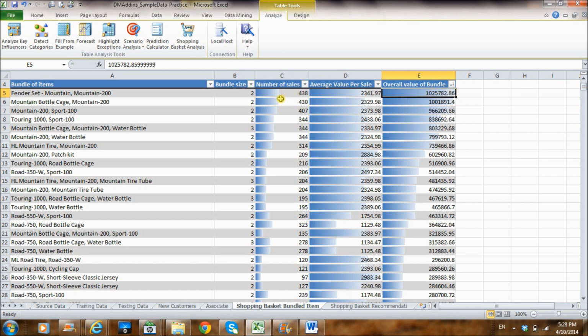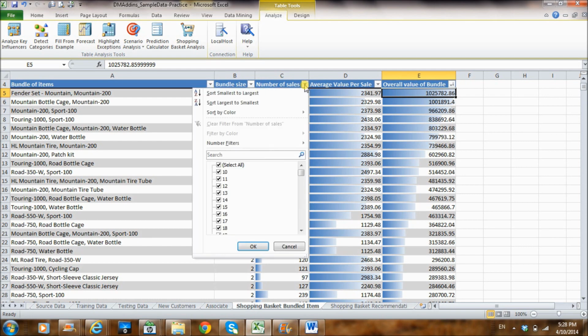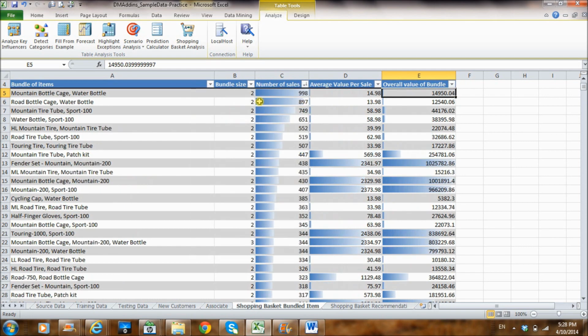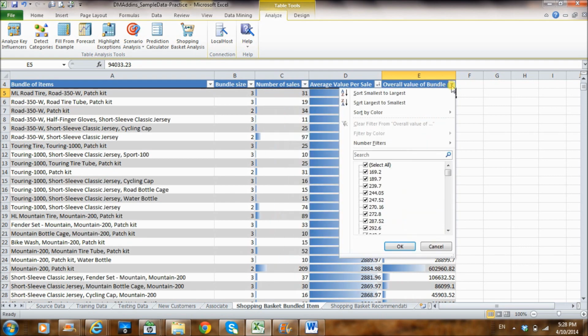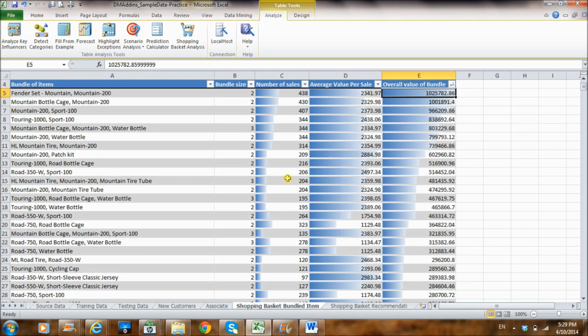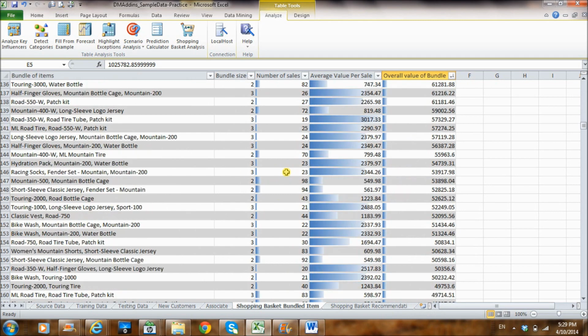Okay. Also, you can actually sort the list differently. If you want to look at the number of sales, you can just do it this way, and then you know which combination happens most frequently. Or you can look at it in terms of average value, or in terms of overall value of bundles, and so on.